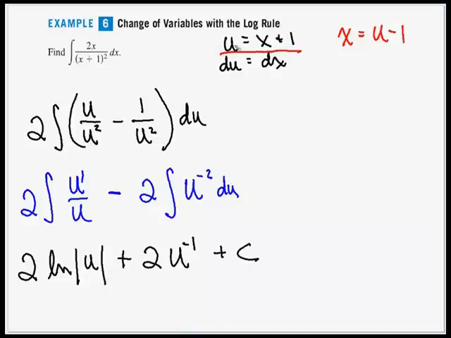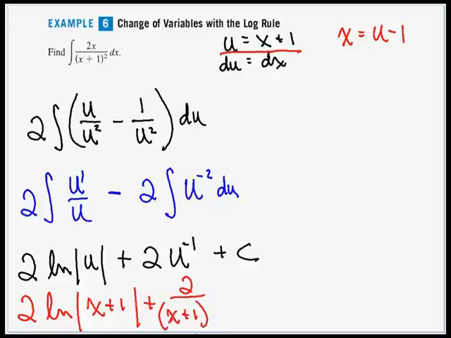And our last step, let's plug our u value back in. So we have 2 ln of the absolute value of x plus 1 plus we have 2u to the negative 1, and that negative 1 will drop us to the denominator. So down in the denominator, it will be the quantity x plus 1 to the first power, which we don't have to write on there. And we throw on our plus c, our arbitrary constant. 2 ln of that quantity x plus 1 absolute value plus 2 over x plus 1 quantity plus c.